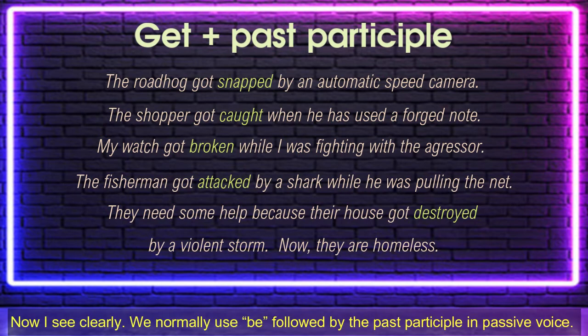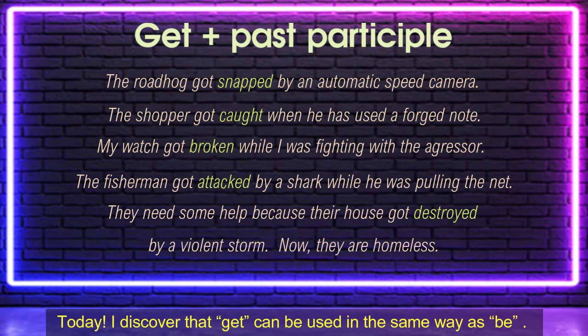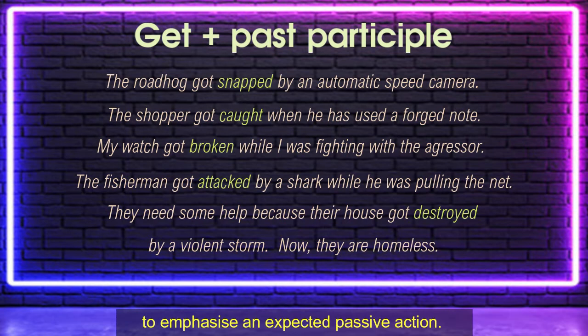Now I see clearly. We normally use be followed by the past participle in the passive voice. Today, I discovered that get can be used in the same way as be to emphasize an unexpected passive action. You have got the right explanation.